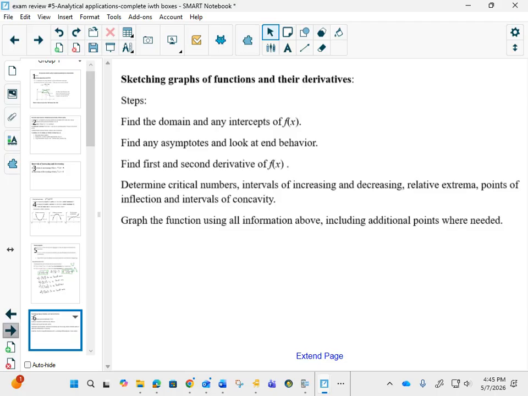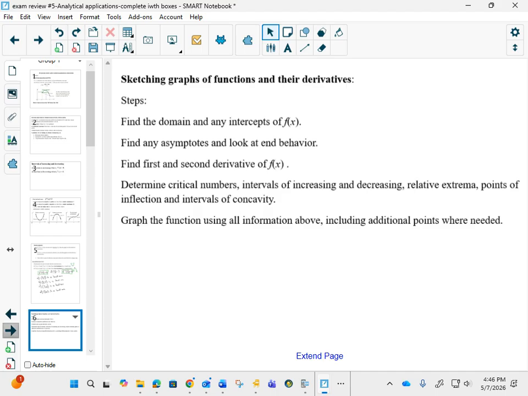Sketching graphs. So we're going to look at the domain, look for any non-permissible values, try to find x-intercepts and y-intercepts algebraically if we can. If we have non-permissible values, we might have asymptotes. We might look at end behavior to see if there's any horizontal asymptotes.